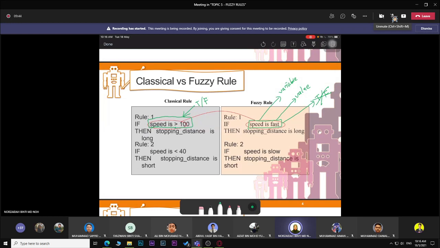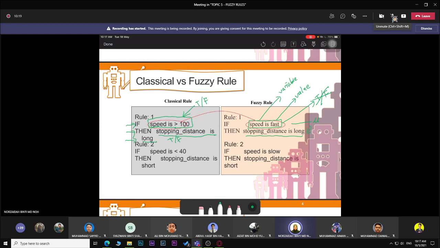The same goes for the then part. If, then, stopping distance is long. Sebenarnya kat sini kita guna stopping distance is long. A classical rule can use the same form, tapi dekat bahagian atas dia mesti true or false. Lepas tu dia akan terus fire, this one is true or false juga. However, in fuzzy rules, whatever degree of membership we have here will be assigned to the degree of membership for the consequence part, right?